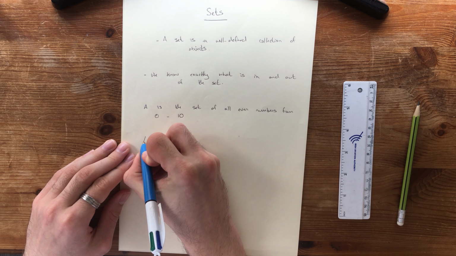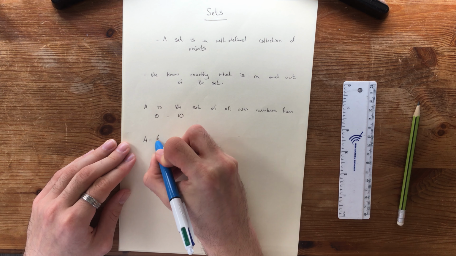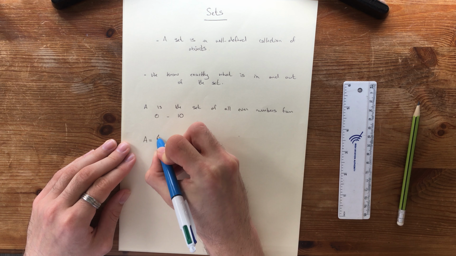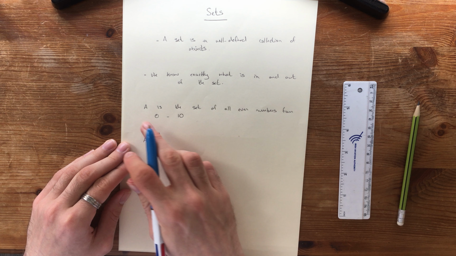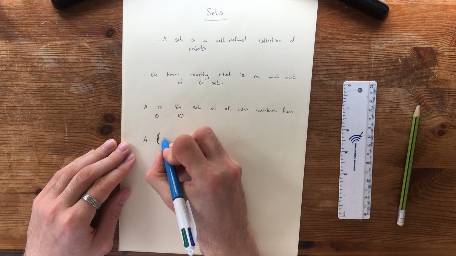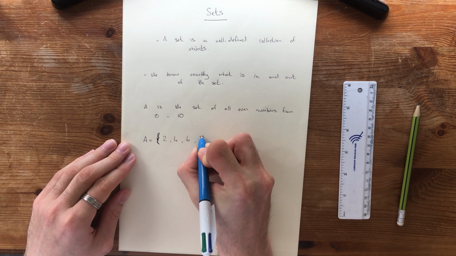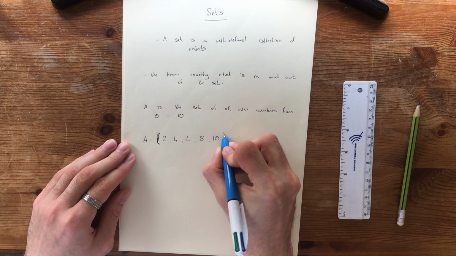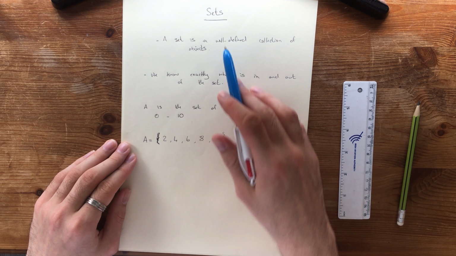So let's see if we can figure out what they are. In sets, what we write is A is equal to, and we do these little curly brackets. They're a little bit strange looking, and I'm not amazing at drawing them. The first even number between 0 and 10 is 2. Then we've got 4, 6, 8, and including 10, we've got 10.